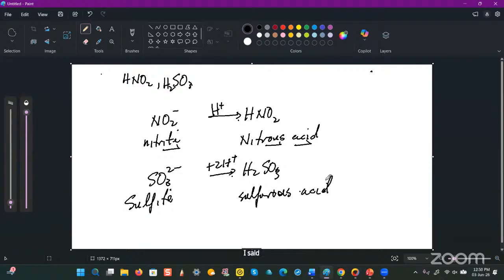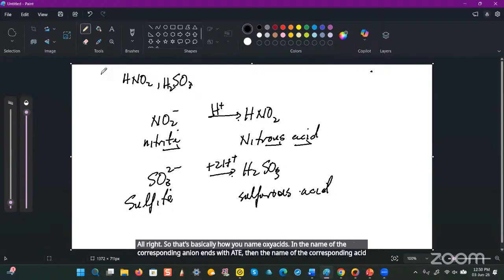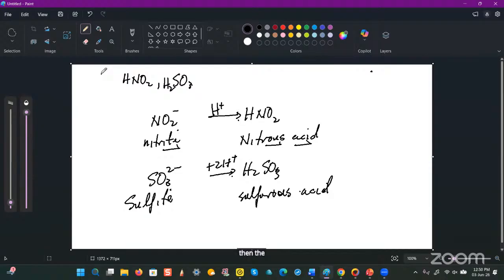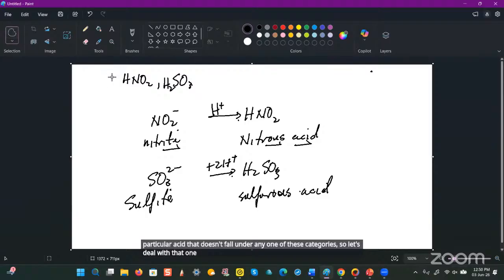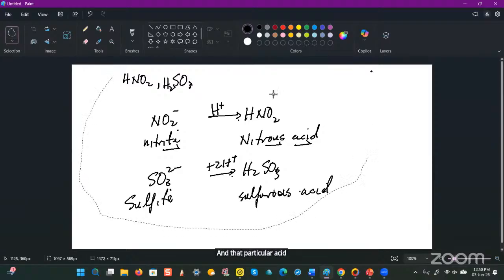So that's basically how you name oxyacids. If the name of the corresponding anion ends with ATE, then the name of the corresponding acid ends with ic acid. If the name of the anion ends with ITE, then the name of the corresponding acid ends with OUS acid. So we have dealt with binary acids, and we have dealt with oxyacids. There is one particular acid that doesn't fall under any one of these categories, so let's deal with that one.